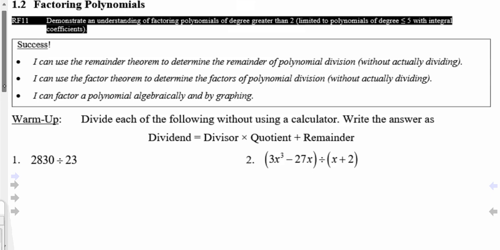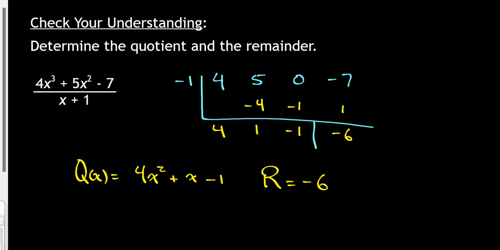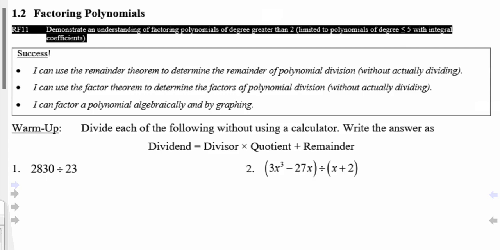So let's see, by the end of this lesson, I will be able to use the remainder theorem to determine the remainder of a polynomial without actually dividing. So this question that we just did here, we did this synthetic division to figure out my remainder is -6. Today we're going to learn a way to find the remainder when dividing two polynomials that doesn't require any kind of division. So we'll find a shortcut to find just the remainder.